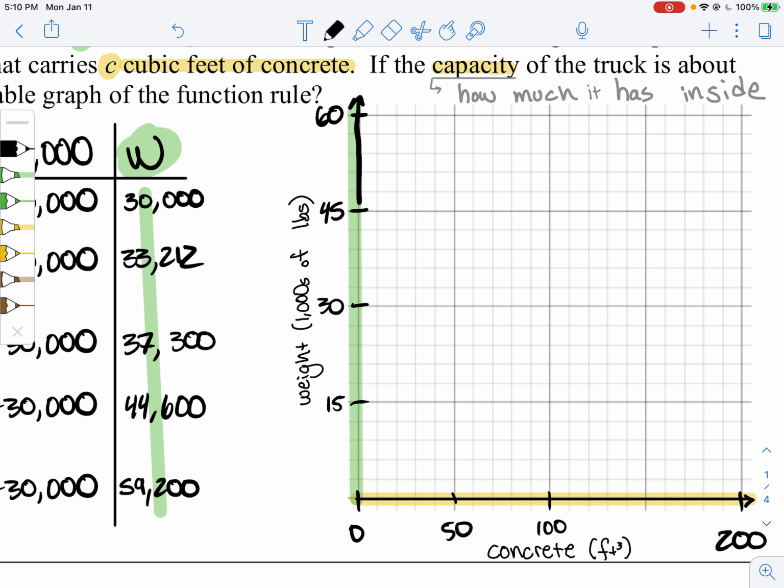Guys, that's like a ton of work. Get it? A ton is 2,000 pounds.